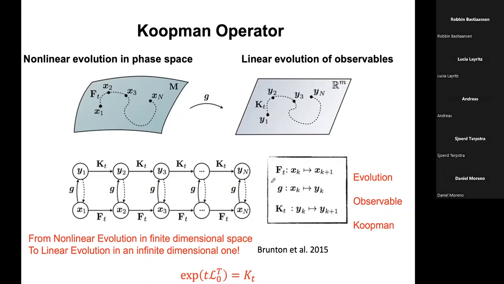e to the t L0, the L0 transpose I mentioned before, which in this slide, which I took from Branton, is called KT. So basically, the evolution of observables is linear, and for those of you who have a background in quantum mechanics, it basically looks like the evolution of wave functions in quantum mechanics, which is a linear evolution. Okay? That doesn't mean that the problem is not difficult.